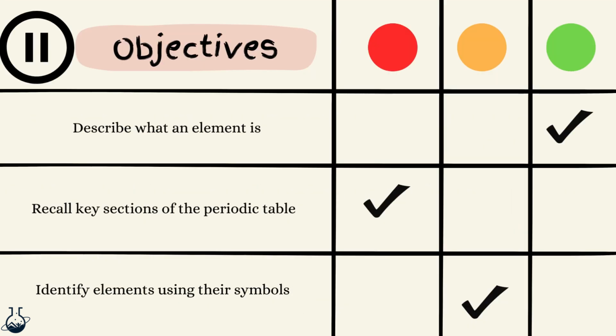Before we finish, review your progress to identify your strengths and areas for development. Pause the video here and see which colour you might be for each objective. When you're ready, play the video again.